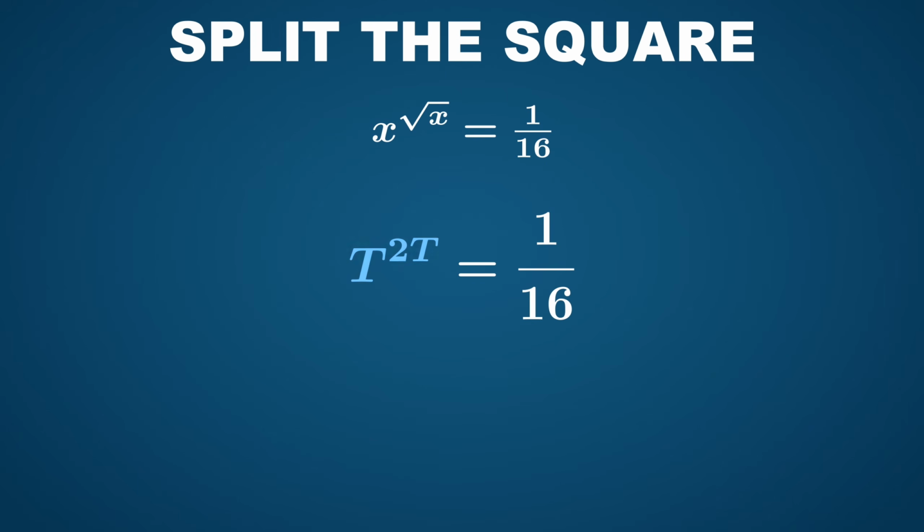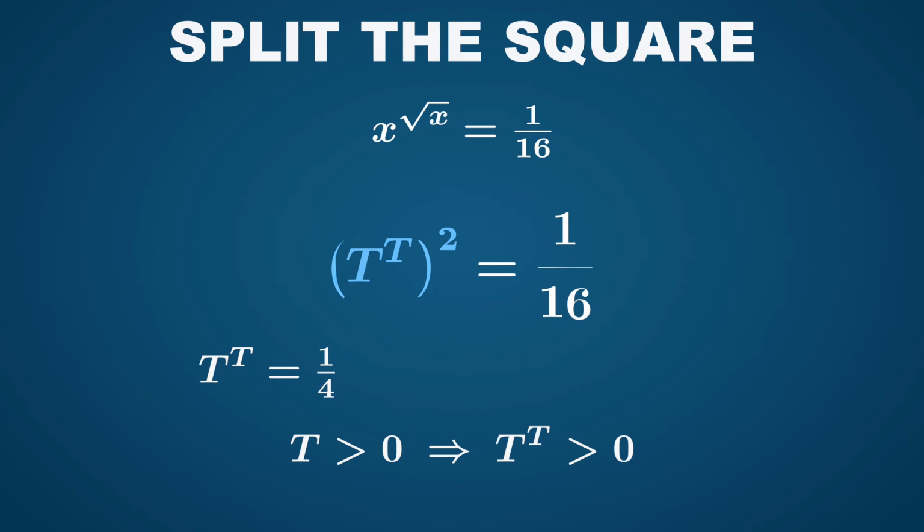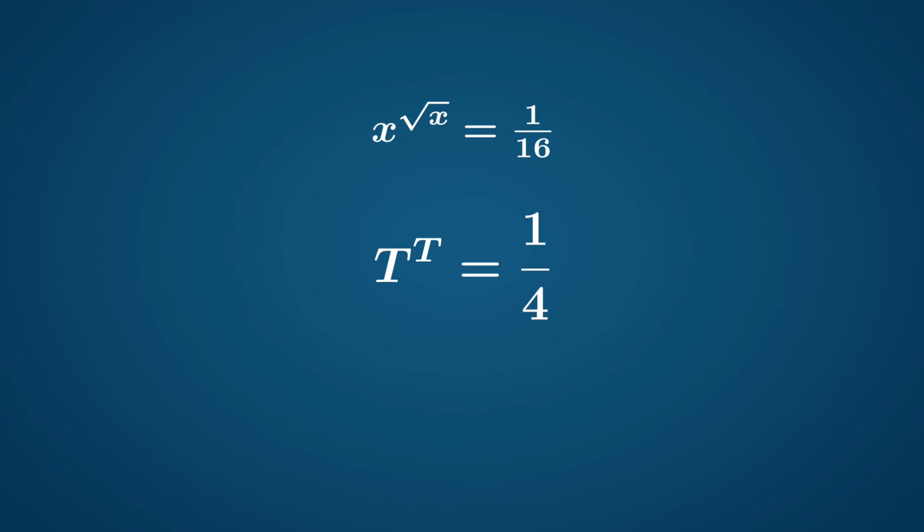An exponent of 2t means we square the quantity t to the t, so the equation says t to the t, squared, equals 1/16. A number squares to 1/16 when it is 1/4 or minus 1/4. Here the base t is positive, and a positive base keeps every real power positive. So t to the t is positive, and the negative option falls away. That leaves a cleaner equation, t to the t equals 1/4.